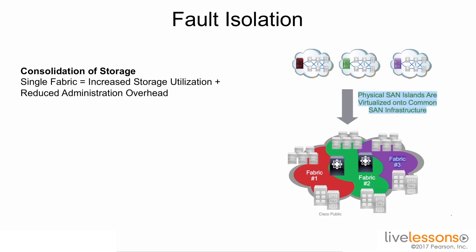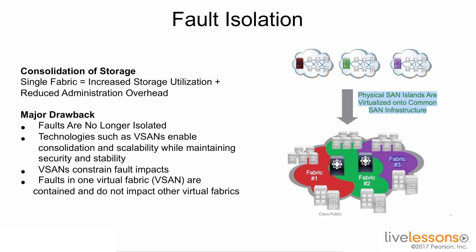Another item that we need to consider when we're designing a SAN is fault isolation. It's a very popular trend to try to consolidate your storage, and we have the ability to virtualize SANs in something we call a vSAN, very similar to a VLAN. That is a wonderful feature to use. A single fabric gives you increased storage utilization and reduces your administrative overhead. However, there are some drawbacks to it, and they need to be considered.